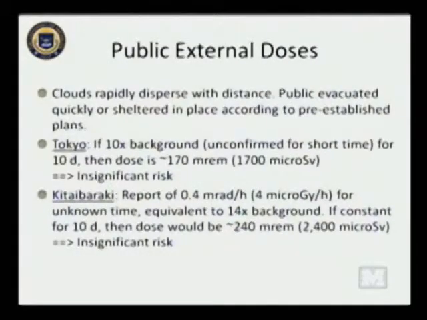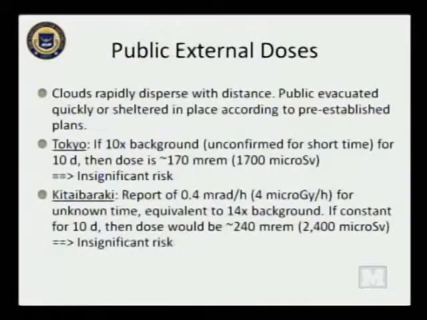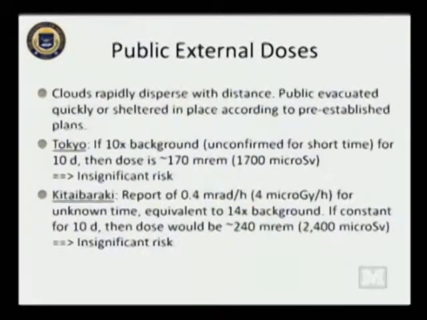You don't always move people. If there's a cloud passing over that's radioactive, sheltering in place may be a wiser decision in terms of reducing public doses. So Tokyo, they said it was 10 times background, which was an unconfirmed report. And it was unconfirmed for a very short time period. Probably in Tokyo, there was a cloud that was simply passing over. So it was a very short time period. But let's assume that that persisted for 10 days and the person stood in that spot for 10 days. I calculate that it's roughly the difference between living in Tokyo and Denver for 1 year.